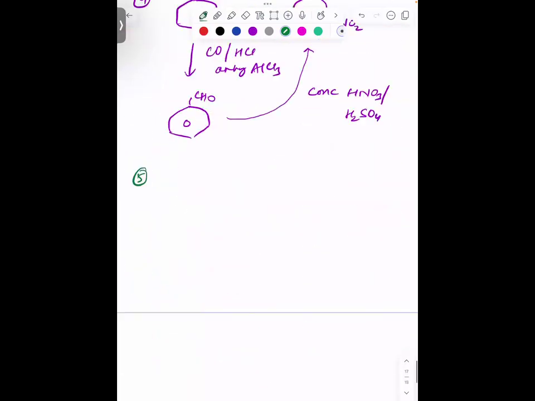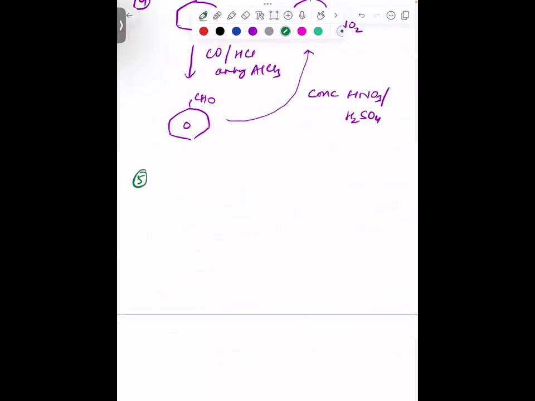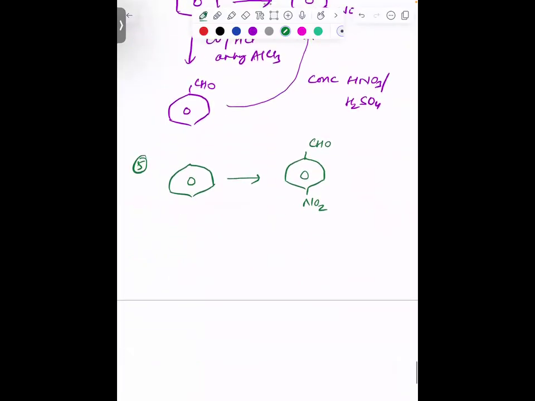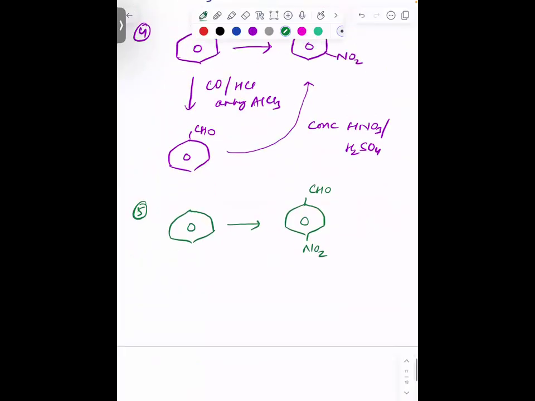benzene to para-nitrobenzaldehyde. Note it down, students. Benzene is converted to para-nitrobenzaldehyde. How? If we first make benzaldehyde from benzene, we cannot get the para product. We will get the meta product like the previous case.